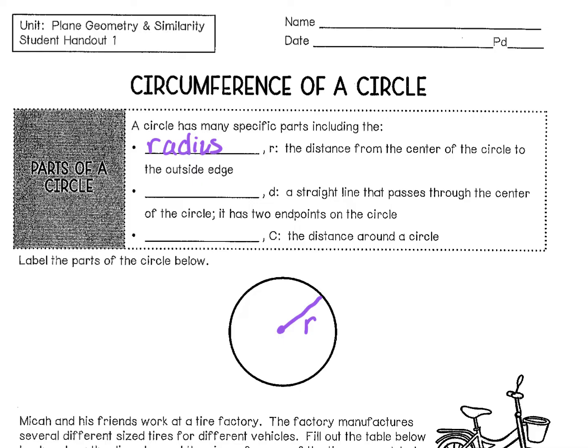Feel free to pause this at any time if some of these things are new to you. We have a straight line that passes through the center of the circle and has two endpoints, which means it goes from one end of the circle, through the center, to the other end. It's kind of like cutting your pizza in half. This is called the diameter. And last but not least, we have the distance around the circle. This is what we're going to be finding. If I was to cut the circle open and lay it flat, that distance would be the circumference.